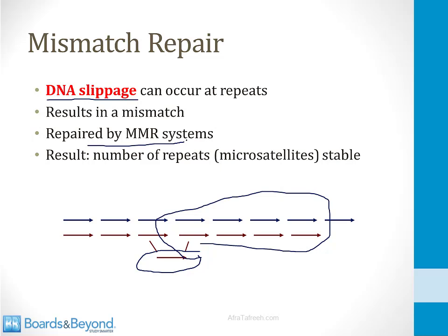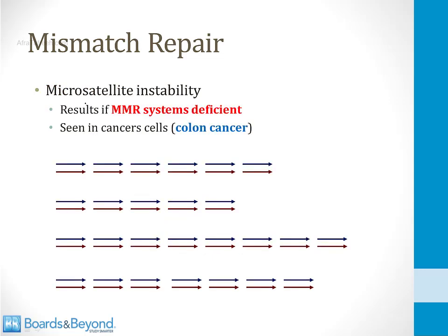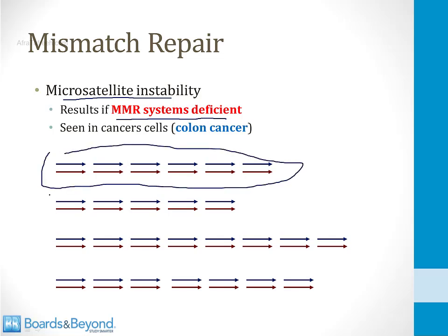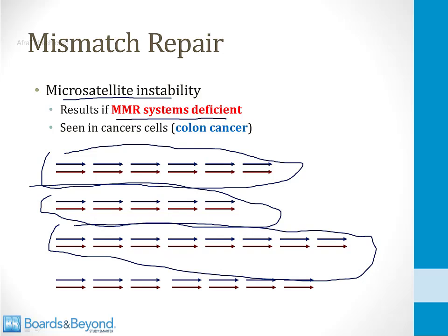And as a result, if you look at the cells in your body, you will find a stable number of repeats or microsatellites from one cell to the next. That's because mismatch repair systems are not allowing DNA slippage to modify the number of microsatellites from one cell to another cell as cells go through rounds of division. So if you understand that, it should be easy to understand that microsatellite instability is what results if mismatch repair systems are deficient. You can get what I've shown on the screen here, where you can have one cell with this number of microsatellites, and then a daughter cell with fewer satellites, and another daughter cell with more satellites, and so on. This is called microsatellite instability. It is not normal, and this is what is seen in cancer cells of some patients with colon cancer.